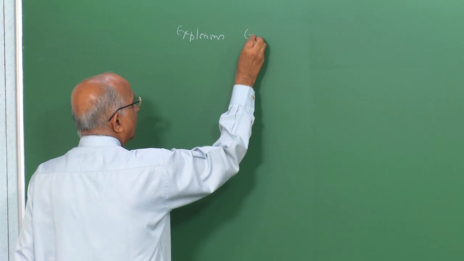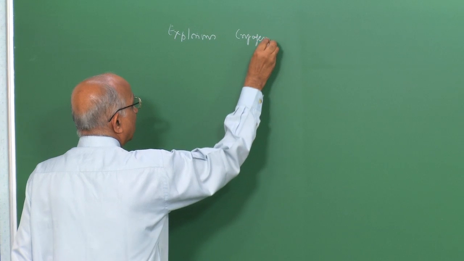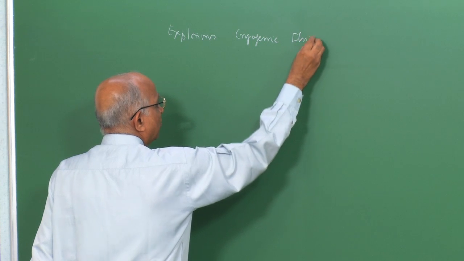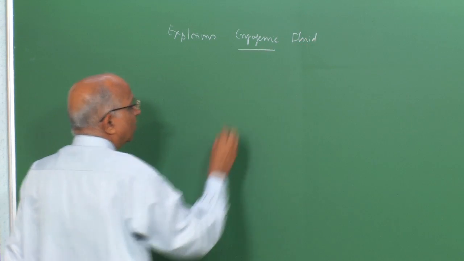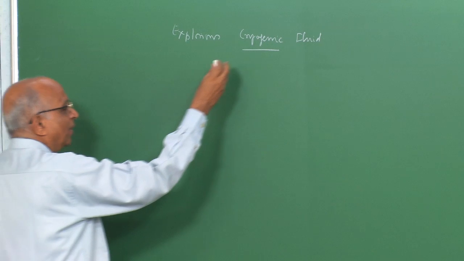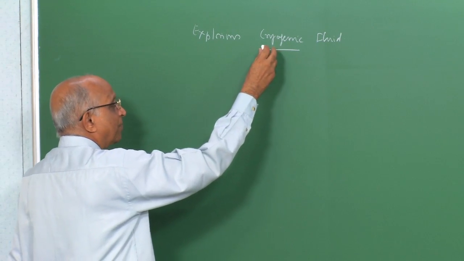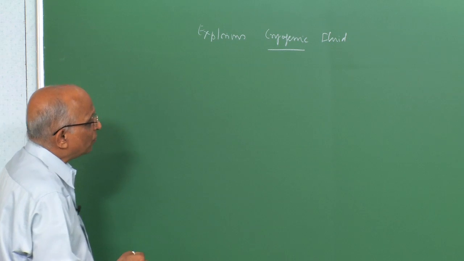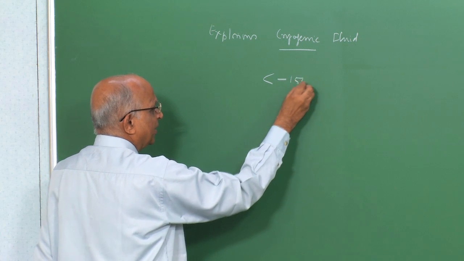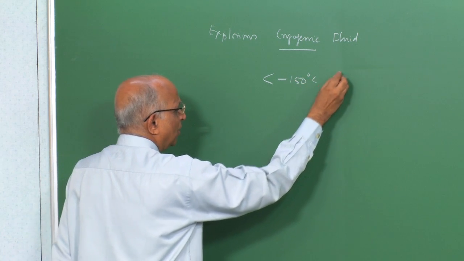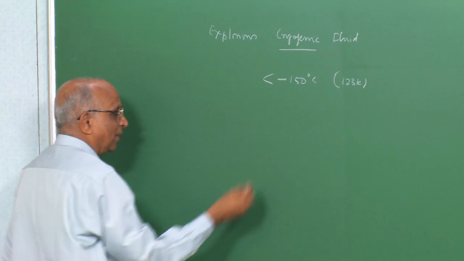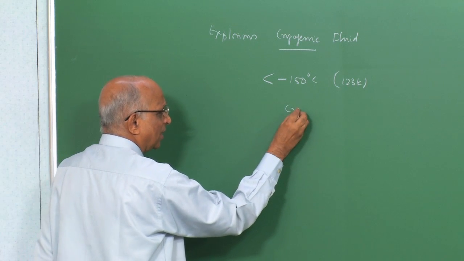But to come back to the particular point of explosions involving cryogenic fluids, we must first define what a cryogenic fluid or liquid is. Any liquid which has its boiling temperature under normal atmospheric conditions less than minus 150 degrees centigrade, that is equal to 123 Kelvin, is called a cryogenic liquid, or it is also known as a cryogen.